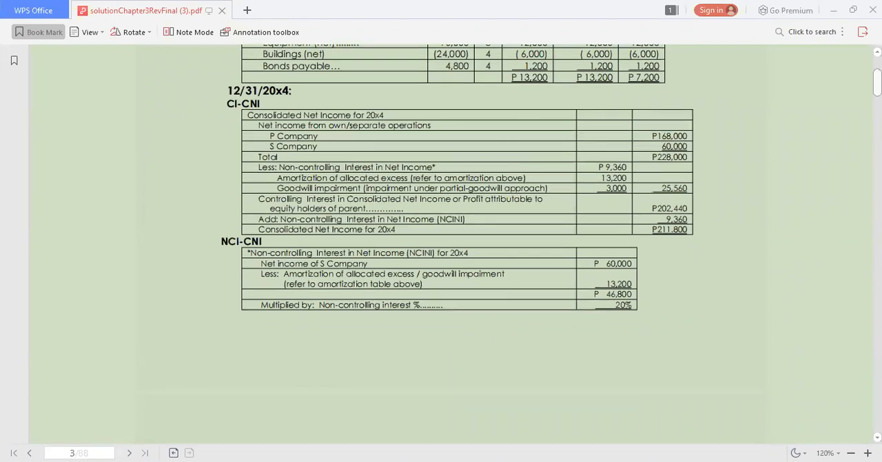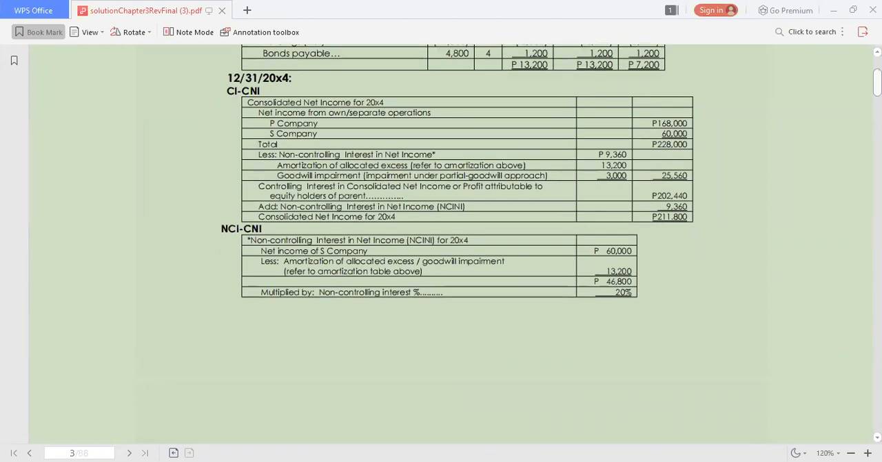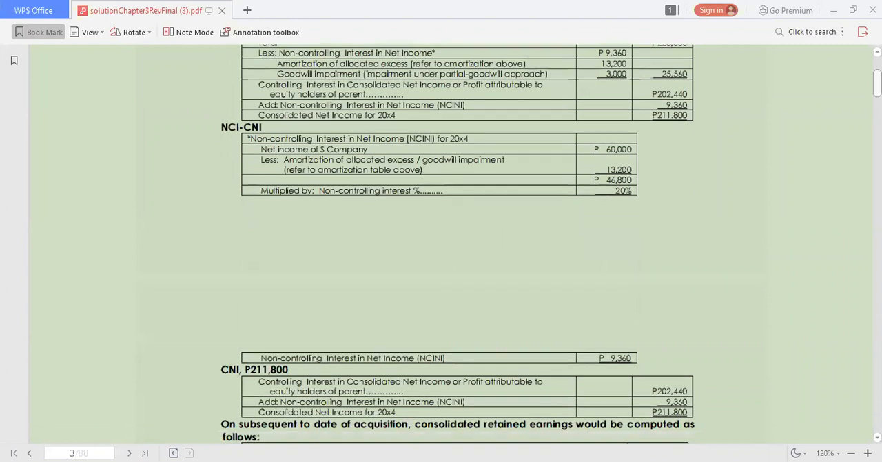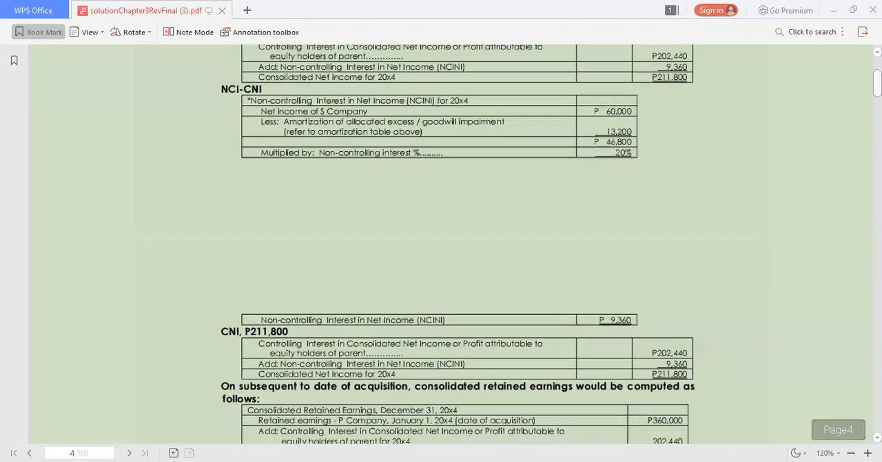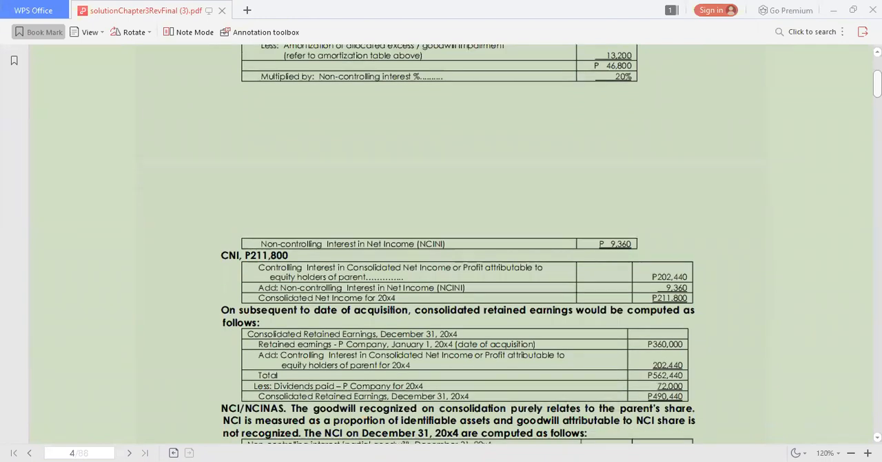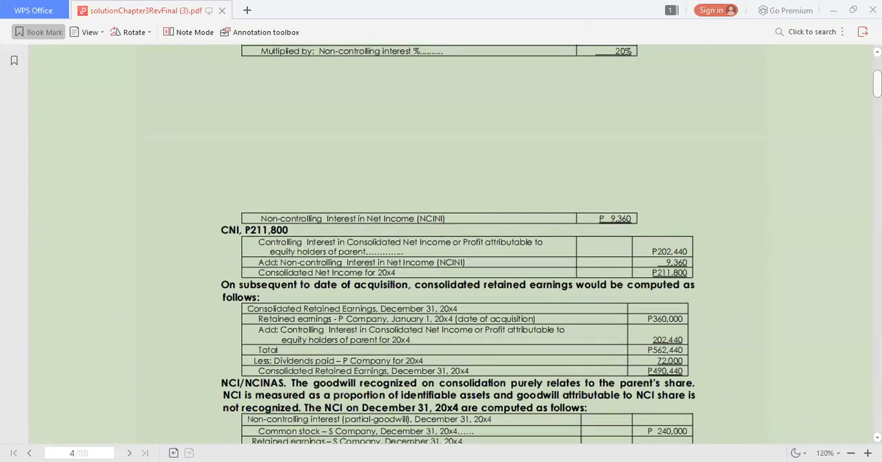We add the non-controlling interest in net income. We have now the consolidated net income for 20x4. Then the non-controlling interest in net income of 60,000. We have the amortization of allocated excess. So we now get 9,360 for the non-controlling interest.